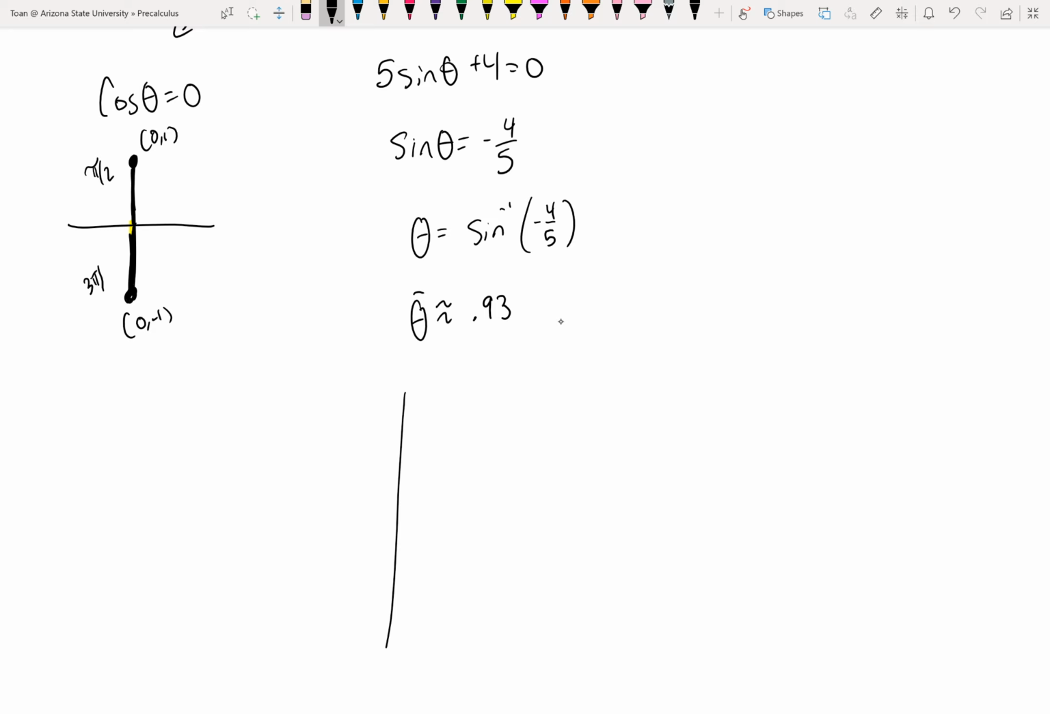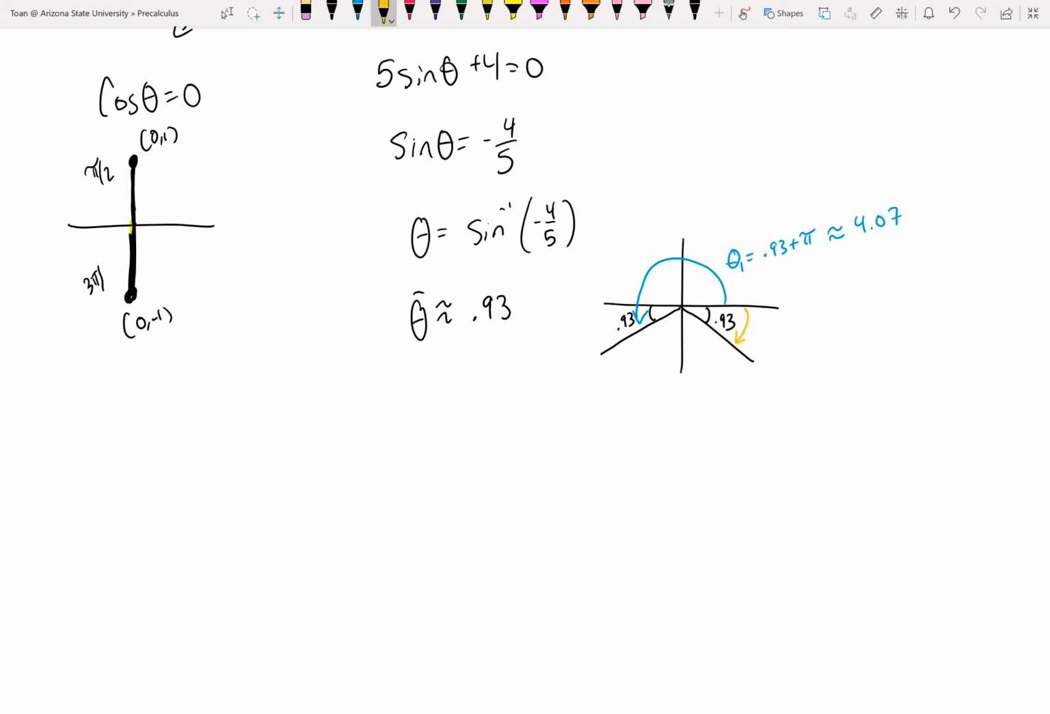So let's go ahead and put all the answers together here. I know that sine is negative in the fourth and the third quadrant. So this is 0.93, 0.93. That means this answer here, theta 1, is going to be 0.93 plus pi radians. Let's get a decimal approximation. If we're going to use a decimal approximation, might as well approximate pi as well. So that's about 4.07 radians. And then this guy here, theta sub 2, I'm just going to use the negative angle. I think that's easier. Theta sub 2 is negative 0.93.